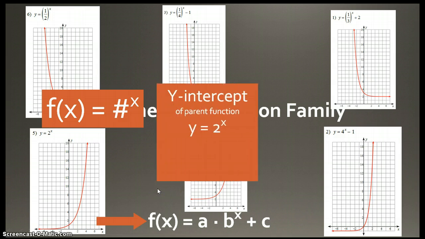The parent function, if we find the y-intercept, we're going to plug 0 in for x again. Anything to the 0 power is 1. So the parent function, the y-intercept, is 1 for exponential functions.